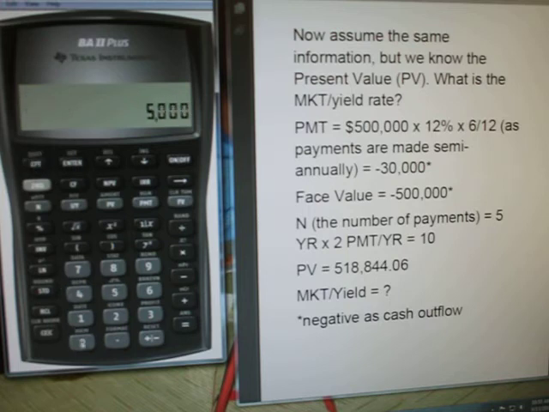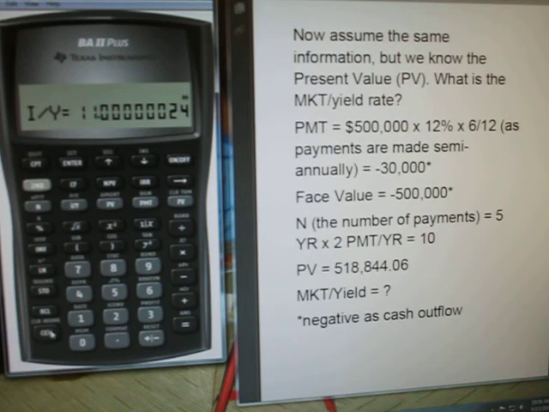We're still going to enter negative $500,000 as the face value, $30,000 negative as the payment, 10 payments and a present value of $518,844.06. Go compute I/Y, and because it's set to 2 payments per year, you get the yield rate of 11% and you don't need to change anything.